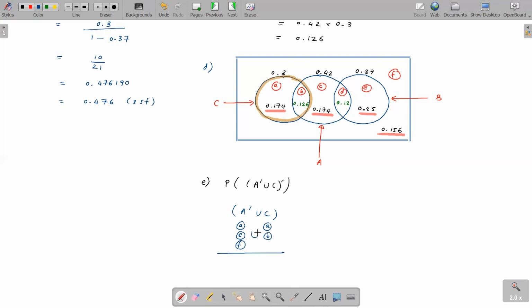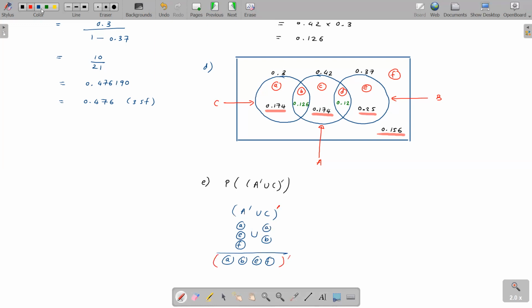So what's happening when you take the union? Union means you take everyone into account, all the regions come. So you have A, B, E, and F, right, guys? A, B, E, F. This is what you have for A dash union C. But the thing is, you're supposed to get A dash union C complement. So you need the complement of this.